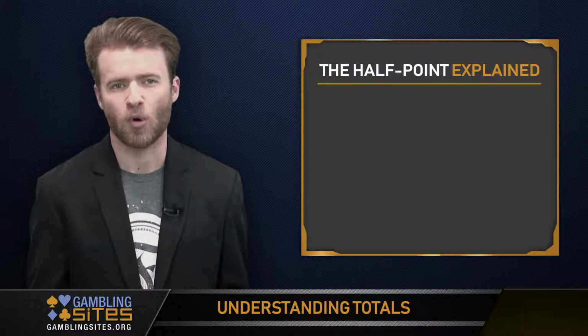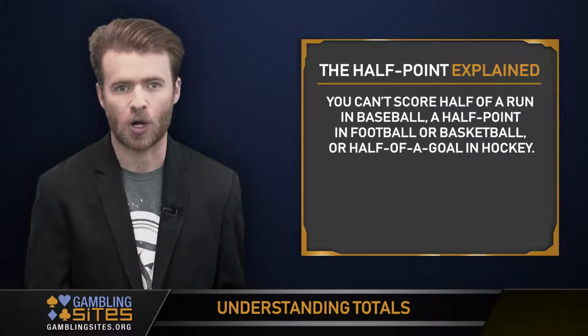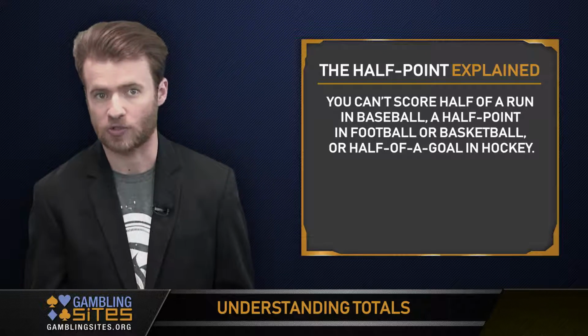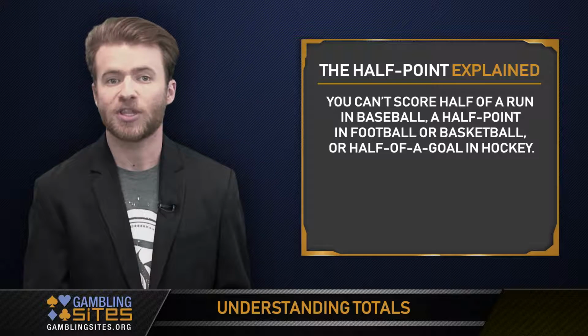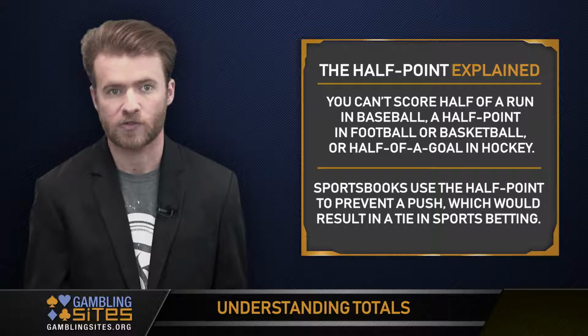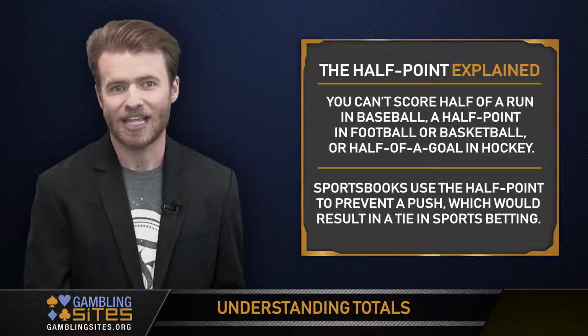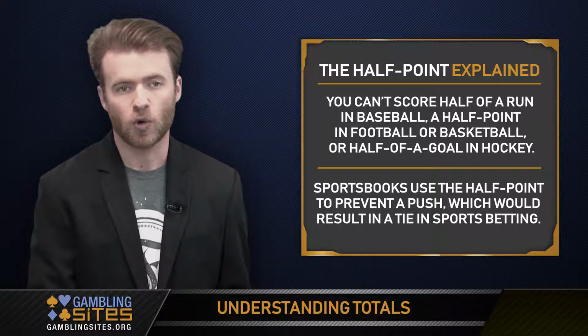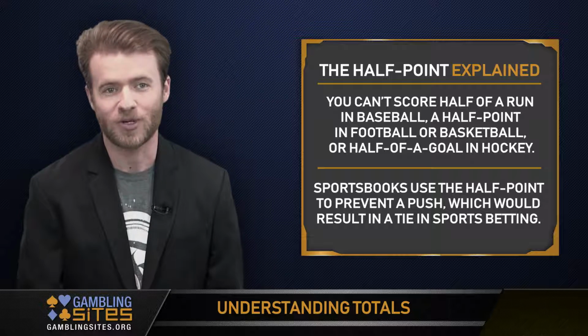But what about that half point? It actually serves a huge purpose. Since you can't score half a run in baseball or a half point in football or basketball or score half a goal in hockey, that half point in the totals line is put there intentionally. Sportsbooks use that half point to prevent a push, which would result in a tie in sports betting. If the line is set at 10 and the final score is 6-4, then your wager and literally everyone else's would push and nobody wins the bet.